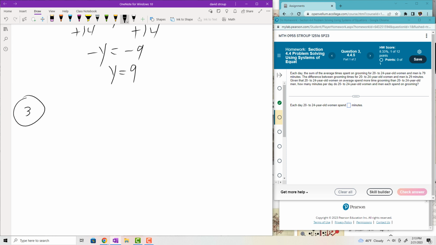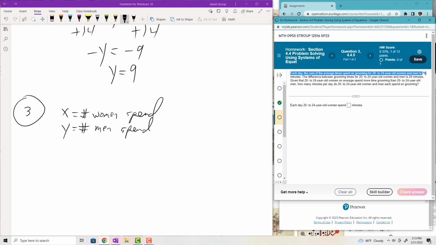So first, the unknowns from that last sentence. You're going to say, all right, let's let x equal the number of minutes women spend grooming, and then y be the number of minutes men spend grooming. And then you just go back to the sentences and get your equations. So it says each day the sum of the average time spent on grooming for 20 to 24-year-old women and men is 79. So basically that just means the sum, x plus y, the number of minutes women spend plus the number of minutes men spend is 79 minutes.